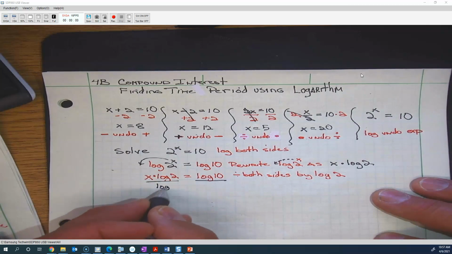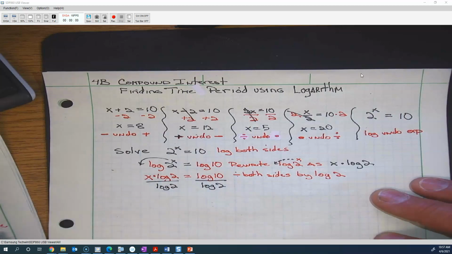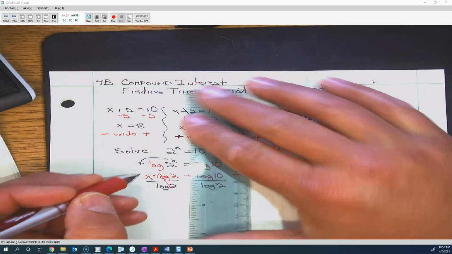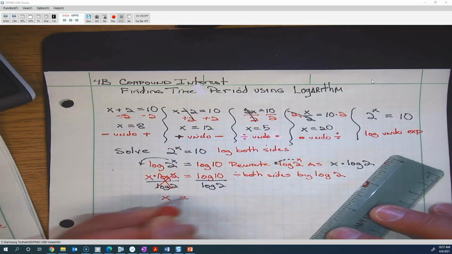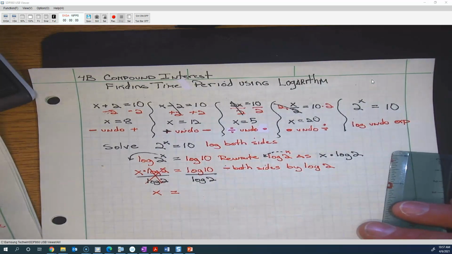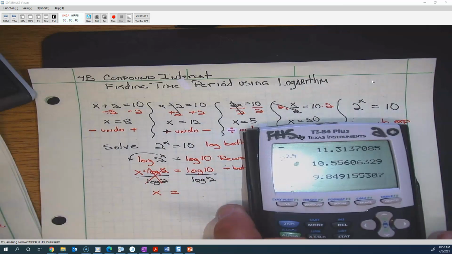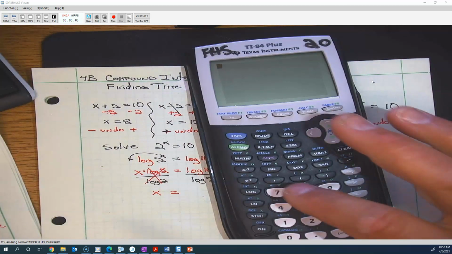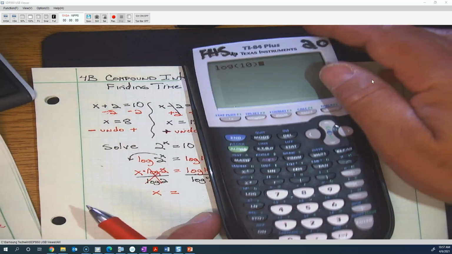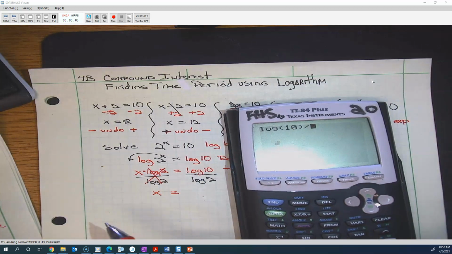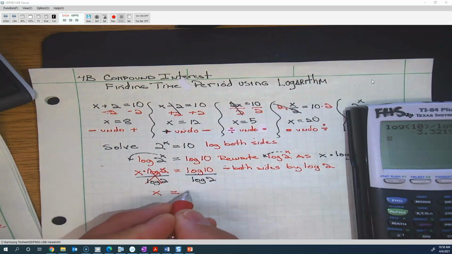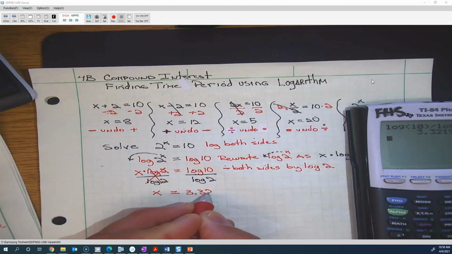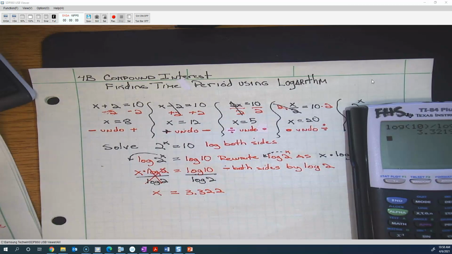Okay, so the left side by log 2 and the right side by log 2. All right, so these cancel. And now I got x equals, and I do this on my calculator. I type in log, that's this key right here, log, and then a 10, close the parentheses. Now divide it by log 2, close the parentheses, and there's your answer. Okay, so this is the power that I needed. And I rounded it a little bit.